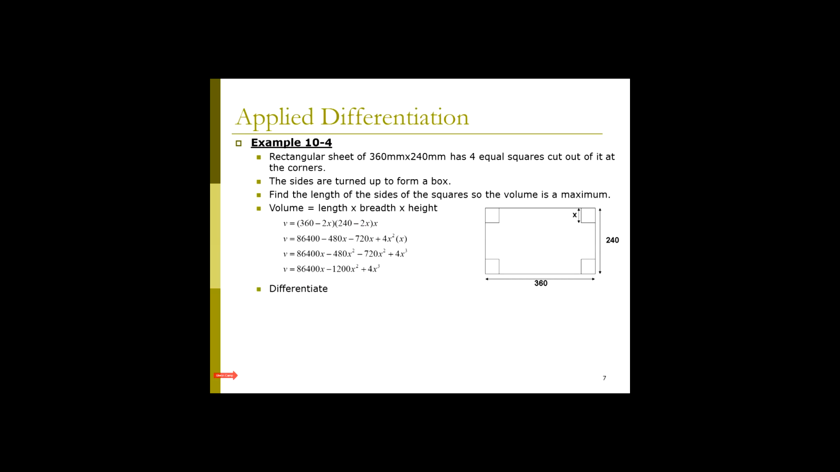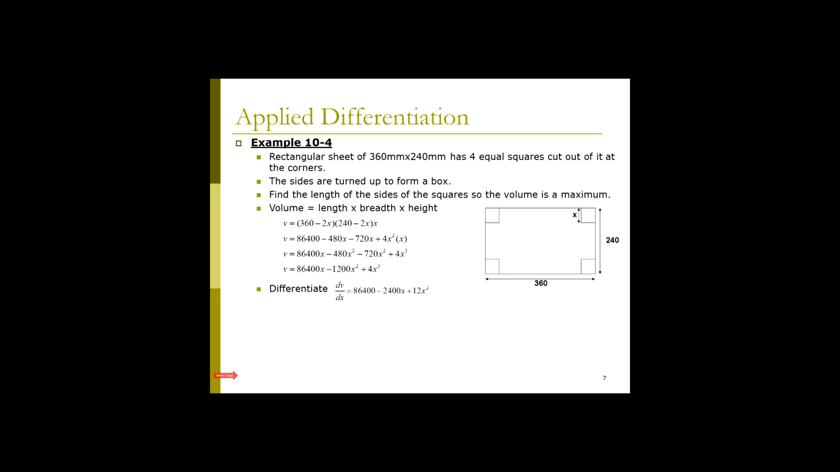Now we want to find the maximum. So first of all, we're going to differentiate V with respect to x. Hopefully you're able to do that okay, and you'll see that the 86,400x, the x disappears. Minus 1200x squared becomes minus 2400x, and plus 4x cubed, we bring the cube down, multiply by 4, we get 12x to the power of 3 minus 1, 12x squared.